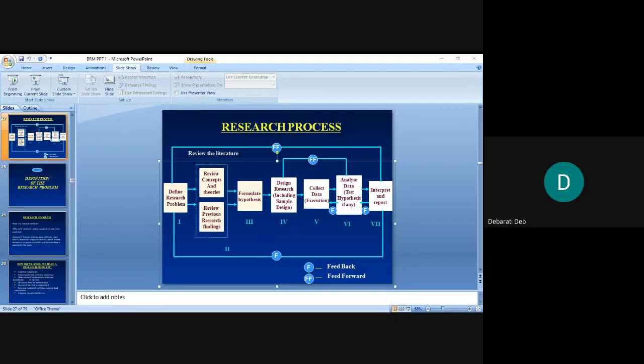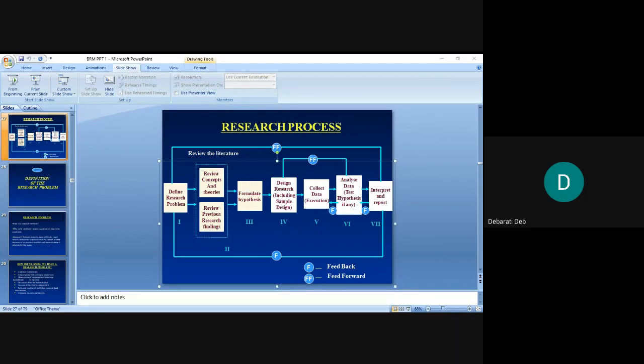Okay, then again, this one. So ff means feed forward. That means you move ahead, you're going on the right path. Once you do the feedback and you find that there are some loopholes in the research, you need to come back.